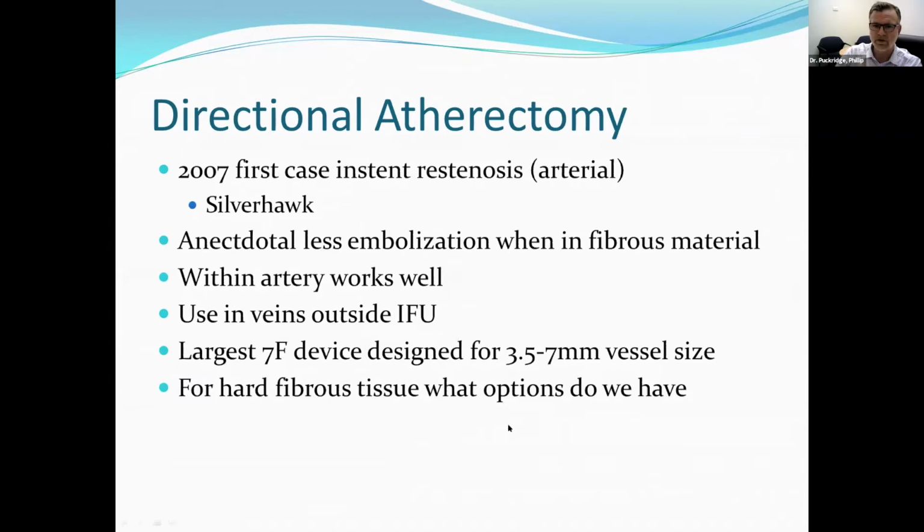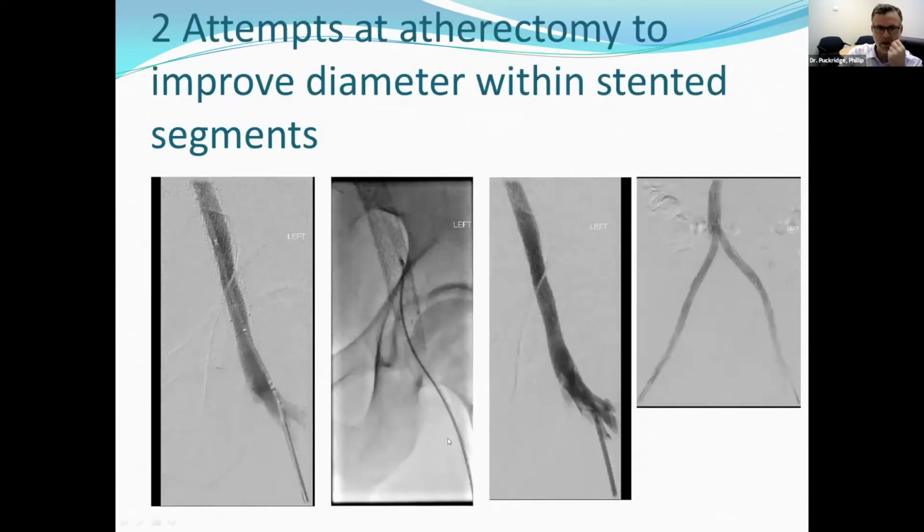For hard fibrous tissue, though, what options do we have? And so in discussion with him over a long period of time, we've decided to attempt atherectomy to clear some of his problems. And these are some of the pictures from that. This is his left iliac system. Now, that doesn't look too unreasonable, but it is much worse on intravascular ultrasound.